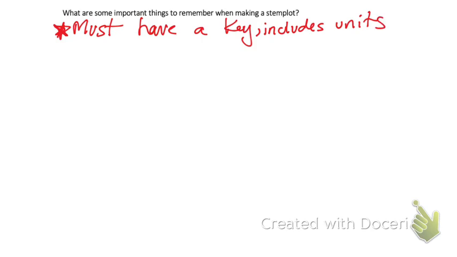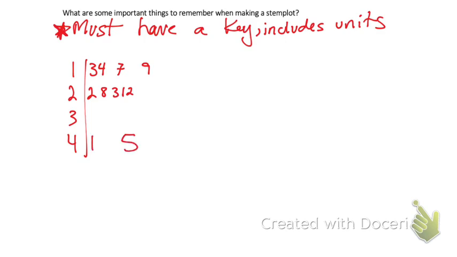Now, I'm going to draw a bad stem plot, mostly bad. I'm going to draw kind of a bad stem plot to make a point, but here it is. 1, 2, 3, 4. 3, 4, 7, 9, 2, 8, 3, 1, 2, 1, 5. Okay, cool. Let's make some points here. First of all, what's wrong with this stem plot?